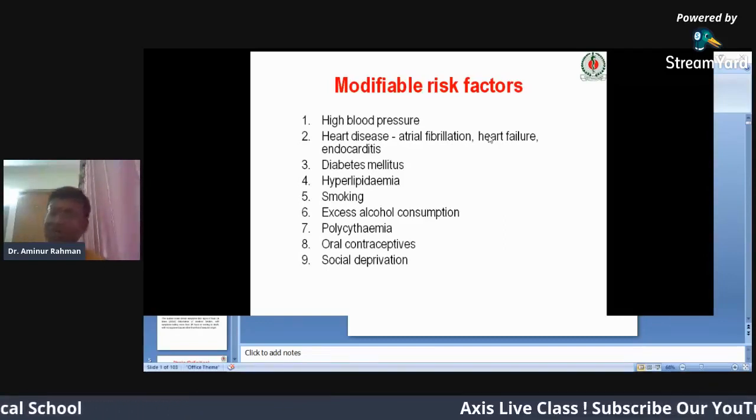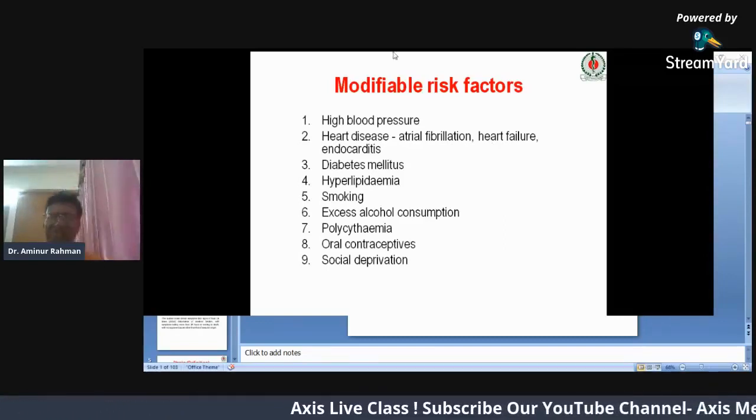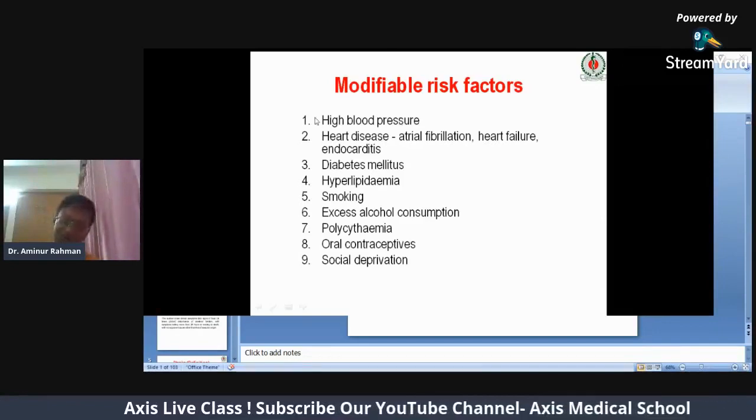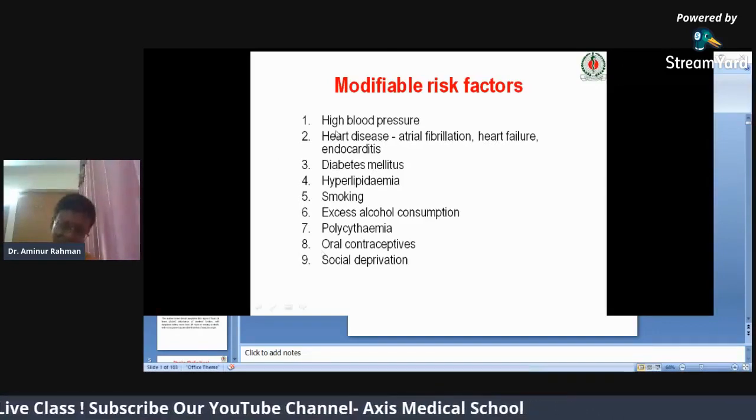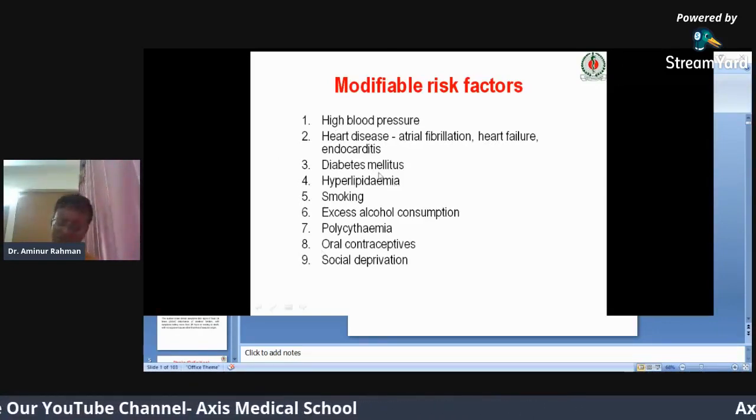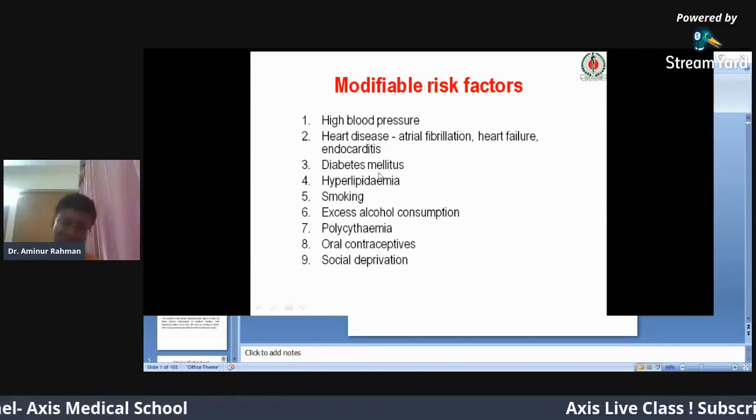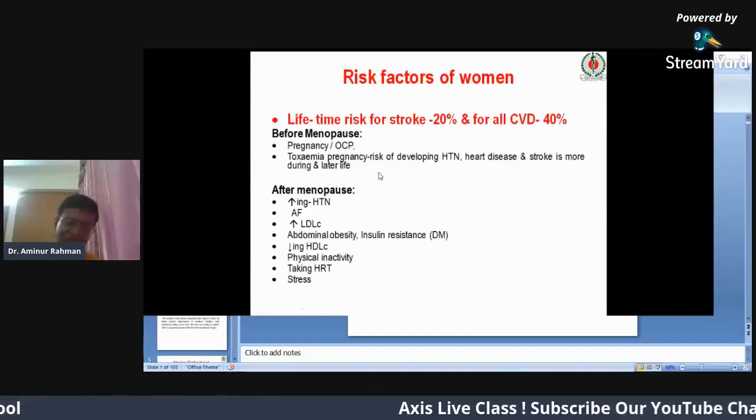There is no need to understand this one, because if you forget these terms, you cannot write in the exam. So it must be memorized, this modifiable risk factor list.